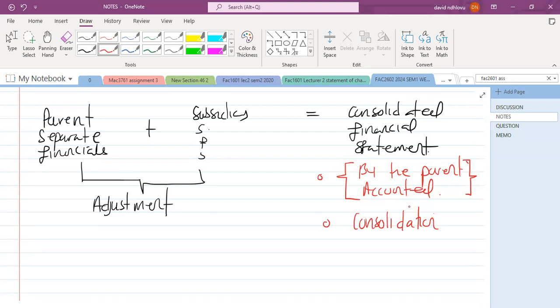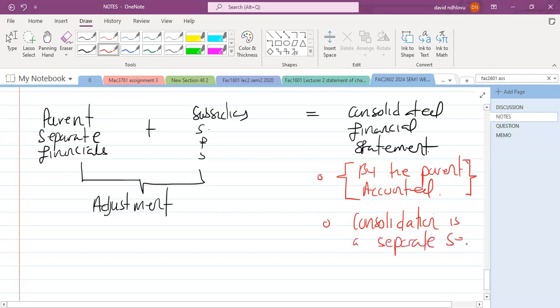Right, let's be clear, consolidation is a separate set of accounts. Remember, I will already be having my separate financial statements. Then I create a third set of financial statements on the side to combine the information in the two. So it doesn't mean that the separate financial statements will change. I will still have those separate financial statements.